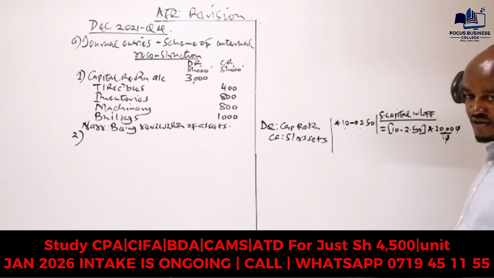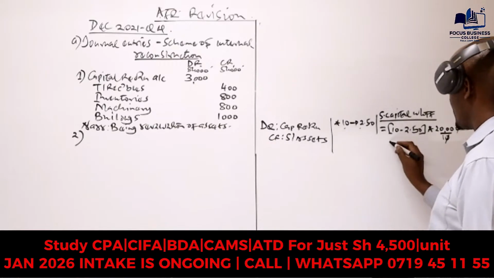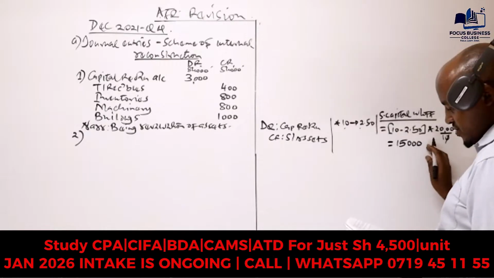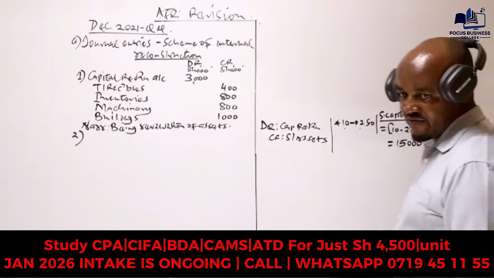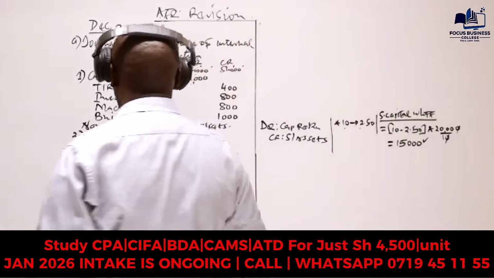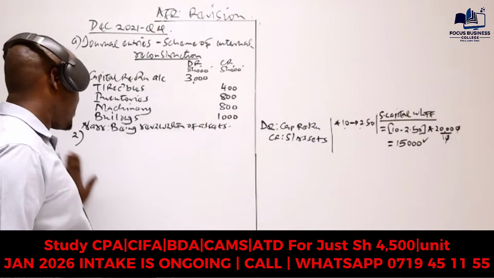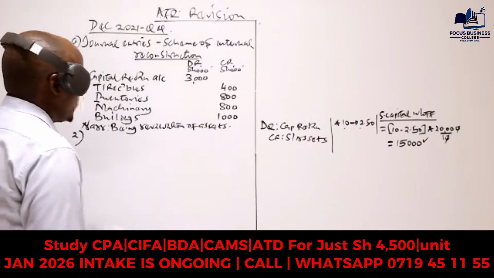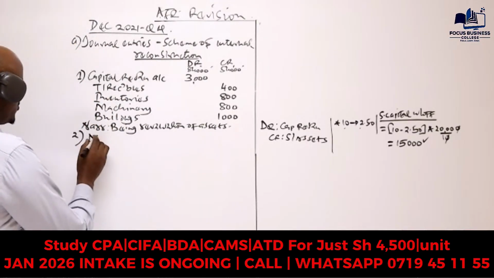We multiply that by 7.5, and that will give us 15,000, the amount of share capital which is written off. So how do we account for this?